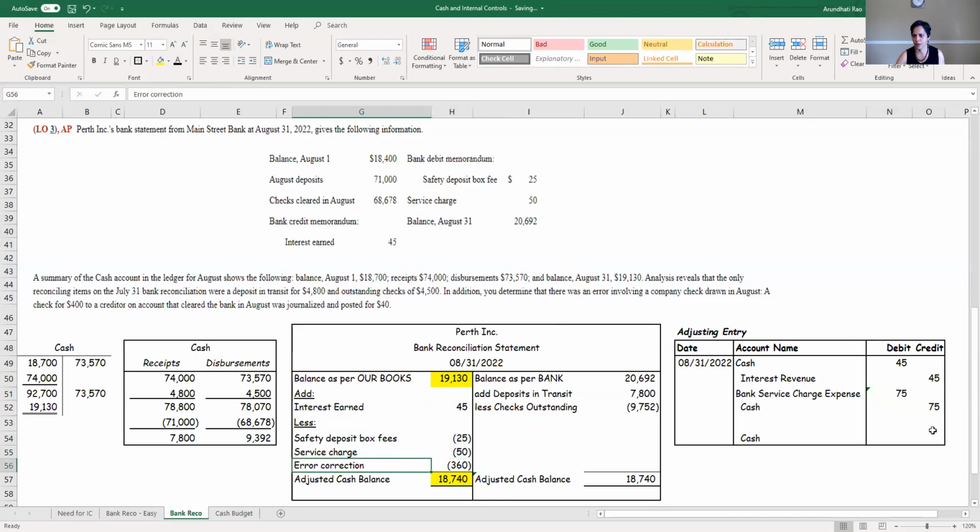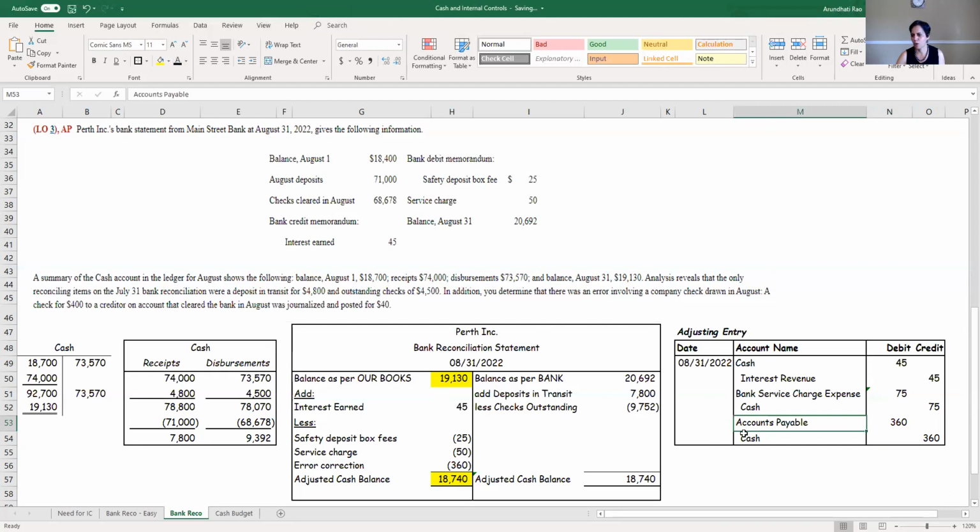This error correction is $360. I know cash has to be credited. What account had to be credited? Remember, I made a payment in full. So for that one, I will debit accounts payable.